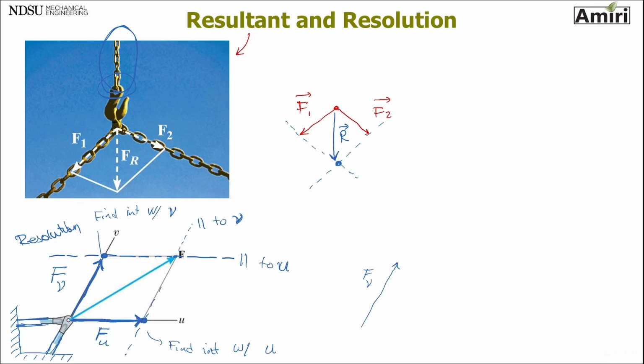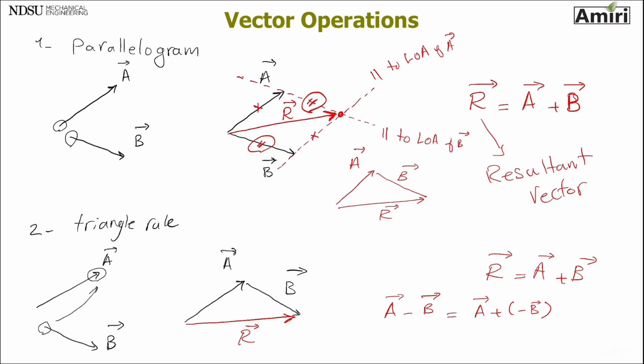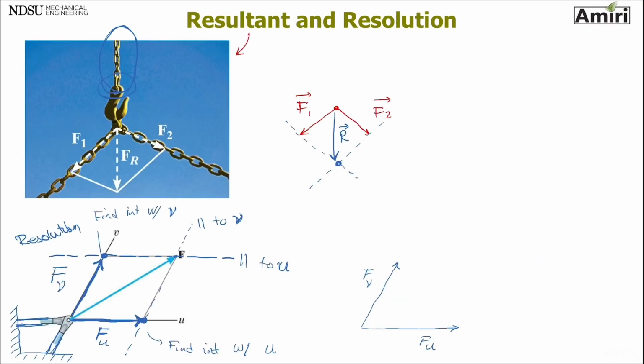So let's see. Just going to draw it here. Before, let me show you here. Before I had vector A, vector B. I add them together to get vector R. Now what you're seeing here, I have FU, FV. They were added together to get that vector F. The only difference is I started with that vector F. Let's put an arrow here to make it a vector.